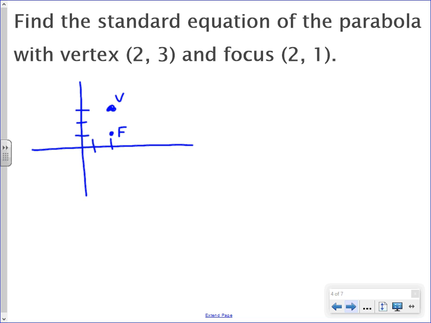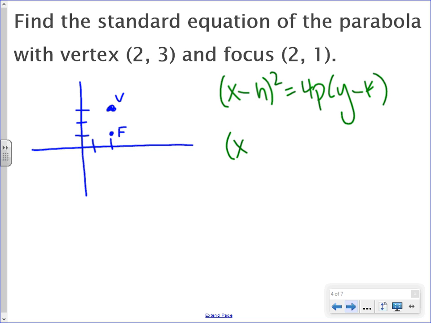Okay, so Maverick, do we need an x minus h squared or a y minus k squared? Like this? Okay, excellent. Our h and k, Marissa, what is h and what is k? It's always nice when they give you the vertex because you just fill it in. Okay? Now our p-value. Nick, what's our p-value?